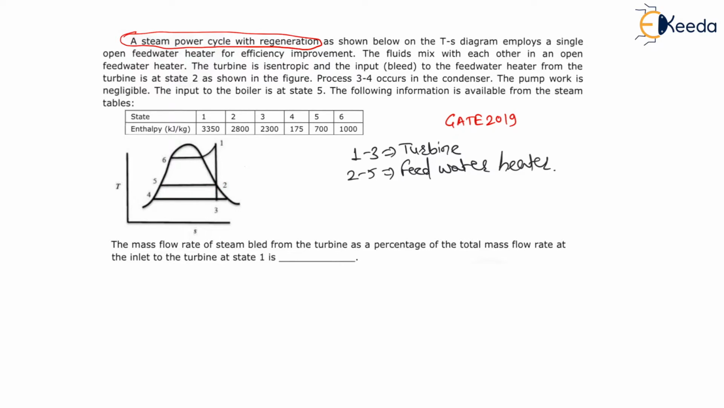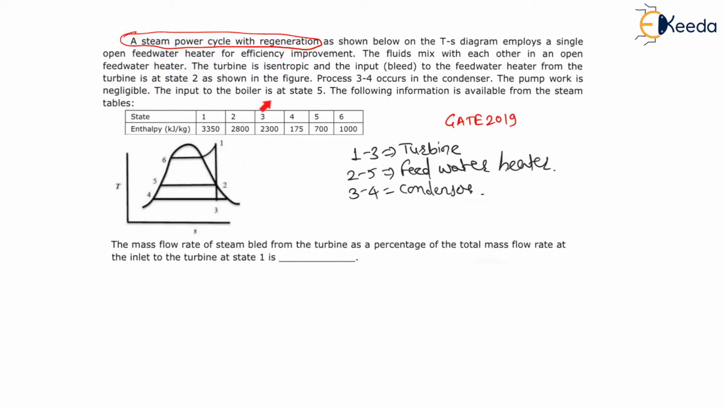Means, my dear students, we can say from the turbine at 2 some mass is extracted into the feed water heater. Now let us understand. The turbine is isentropic and the input bleed to the feed water heater from the turbine is at 2, as shown in figure. Process 3 to 4 occurs in the condenser. Therefore 3 to 4, at constant pressure, heat is rejected in the condenser. Then the pump work is negligible. They are mentioning to ignore the pump work.